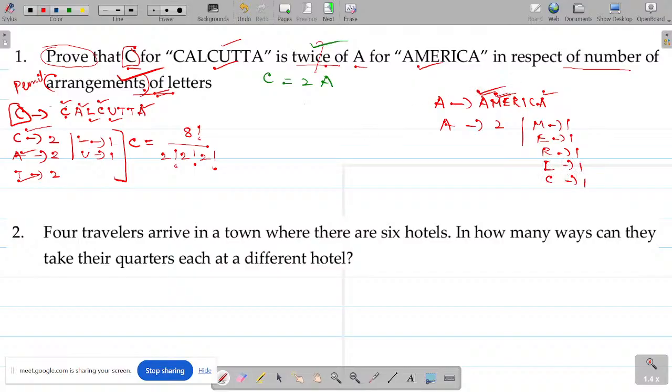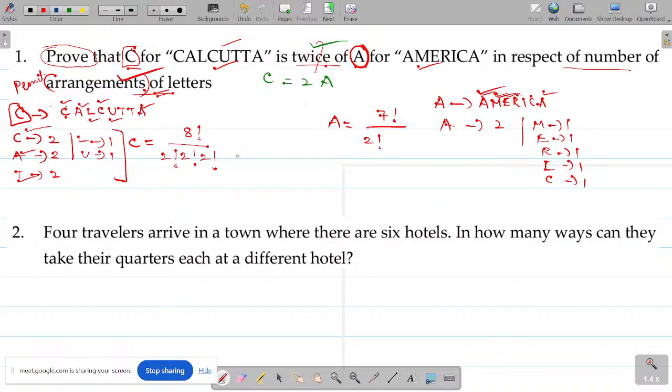How many alphabets we have? 1, 2, 3, 4, 5, 6, 7, I think, right? So this is meant for A because they have mentioned in the question A for America. So this is meant for A. A is the number of arrangements America could be arranged. So A is equal to, yes, 7 factorial divided by 2 factorial.